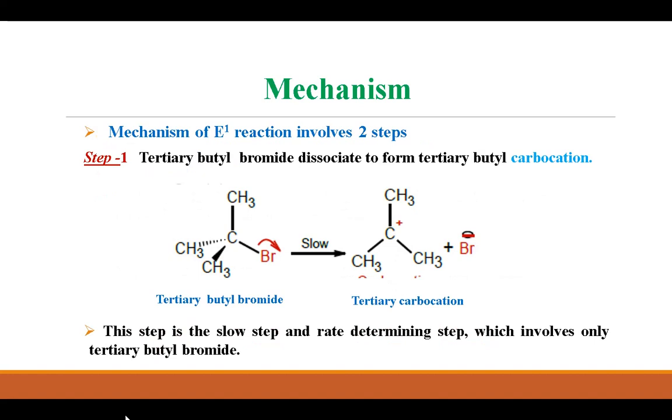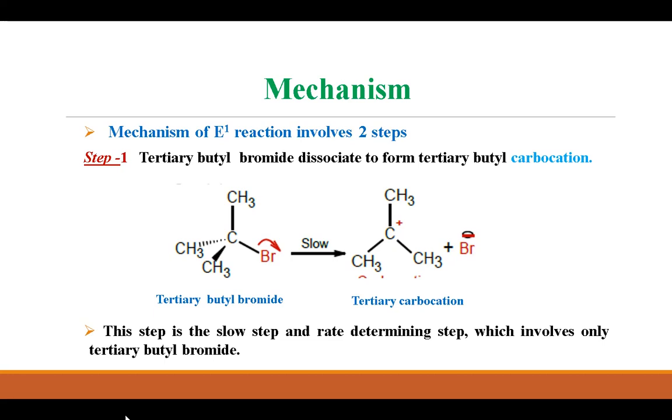Now we will see the mechanism of E1 reaction. The mechanism of E1 reaction is similar to the mechanism of SN1 reaction, which involves a carbocation intermediate. E1 reaction proceeds via a two-step mechanism.